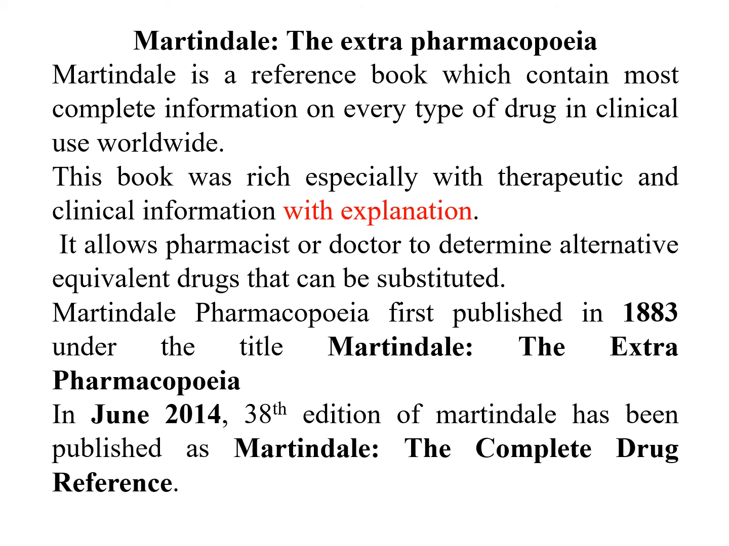Martindale Pharmacopoeia or Extra Pharmacopoeia. This is called extra because it has the explanation of each and every ingredient. The Martindale is a reference book which contains the most complete information on every type of drug in clinical use worldwide. This book is rich, especially with therapeutic and clinical information with explanation. It allows the pharmacist or doctor to determine alternative equivalent drugs that can be substituted. The Martindale Pharmacopoeia was first published in 1883 under the title Martindale, the Extra Pharmacopoeia. In June 2014, the 38th edition was published, Martindale, the Complete Drug Reference.